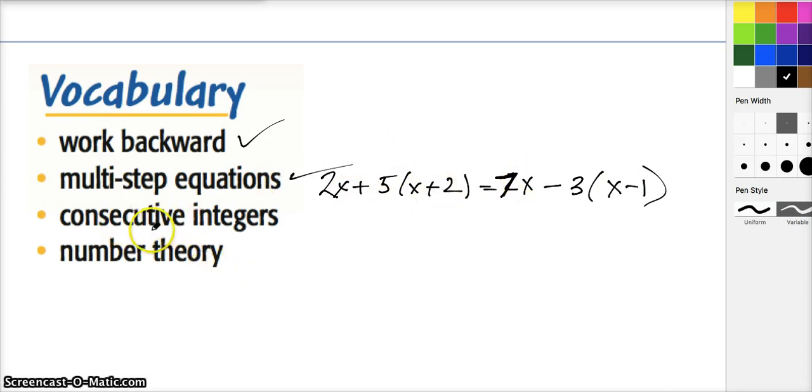The next idea is consecutive integers. And consecutive integers is really associated with the idea of number theory, which is the theory of numbers and how they behave. A concept of number theory would be like trying to figure out what type of integers add up to give you an odd number.